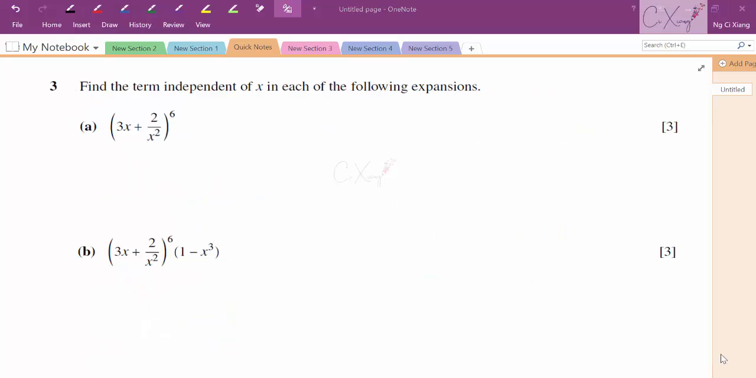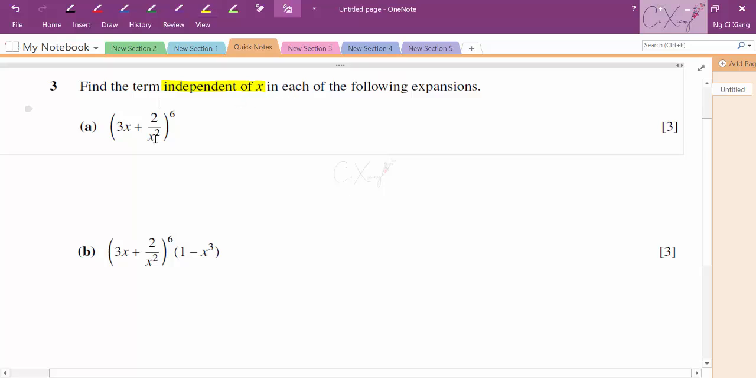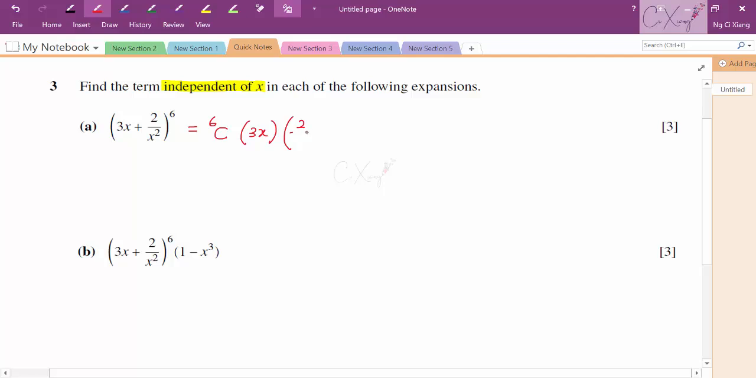Okay, so now we come to question number 3. For question number 3, they are asking for the term that is independent of x in each of the following expansions. Right, so let's have a look at the first one. To find out the term which is independent of x, generally maybe you have to try and error. So the general formula will be 6C something, and then I'm having 3x to the power something and also 2 over x squared.